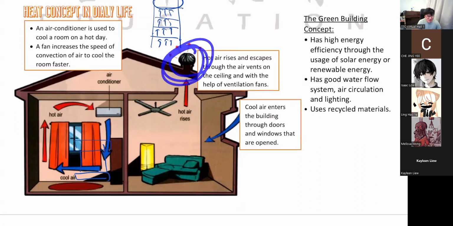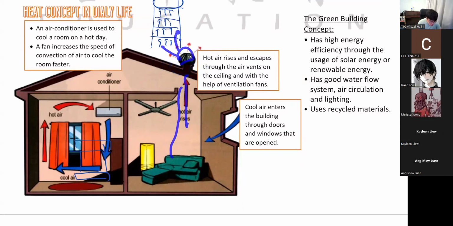Have I shown you this ventilation fan before? I think this is freaking ugly. It looks like you have an onion on your roof. So this is a ventilation fan. When your hot air rises, you put this fan, and it will push hot air out. So you have cold air coming in. This is a way for you to cool your house. Oh, is it? Wow, that's so cool.